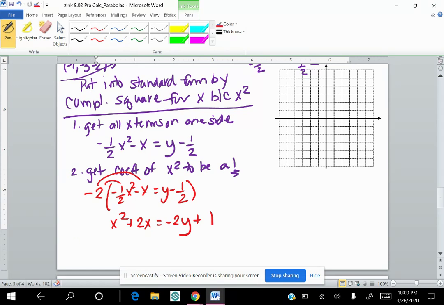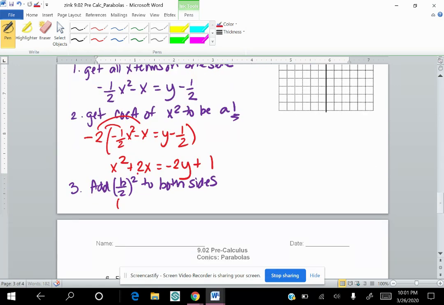All right, number 3, we're going to add our b over 2 quantity squared to both sides. Okay, so I'm going to use my new b, not my old b. You guys aren't newbies at this anymore. So we take the b value, which is 2 over 2 quantity squared, gives me 1 squared, which is 1. So I'm going to take x squared plus 2x plus 1 equals -2y plus 1, and add my 1 on that side too. So these blanks are the two things, the two 1s that I added to each side.